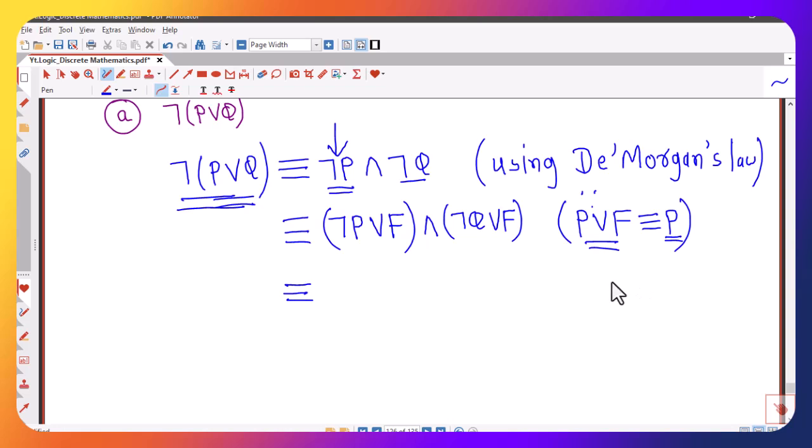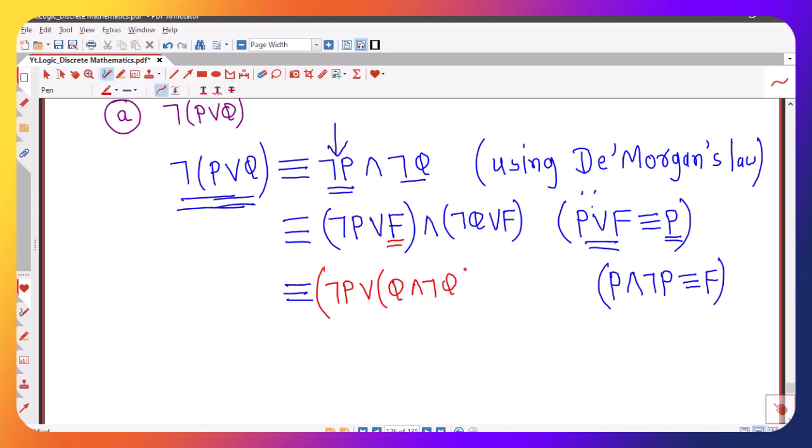Now I will use this logical equivalence. I have just explained in the starting of this lecture that P and negation P is always false. So we can replace capital F by P and negation P, or by Q and negation Q as per our requirement. Now if you observe, here Q is missing, so here I will replace capital F by Q and negation Q.